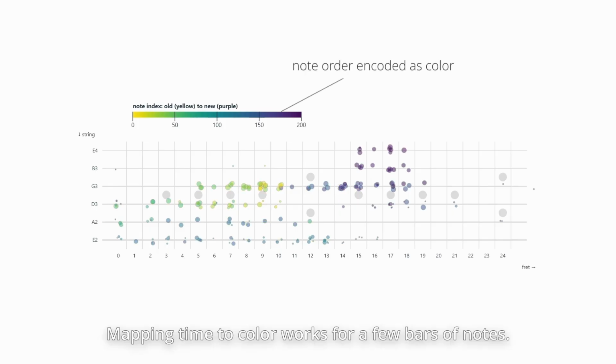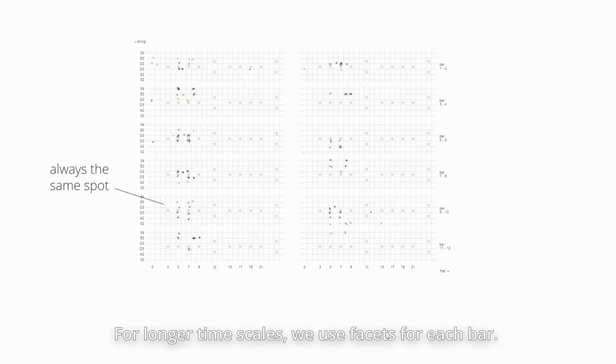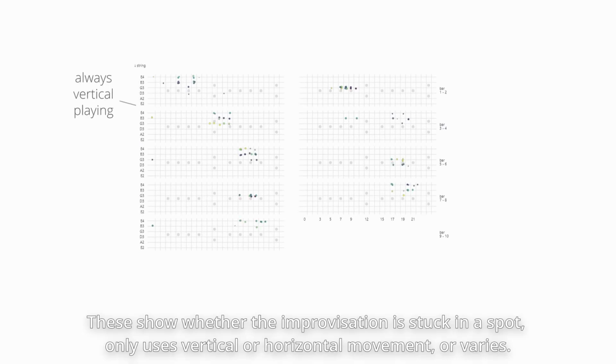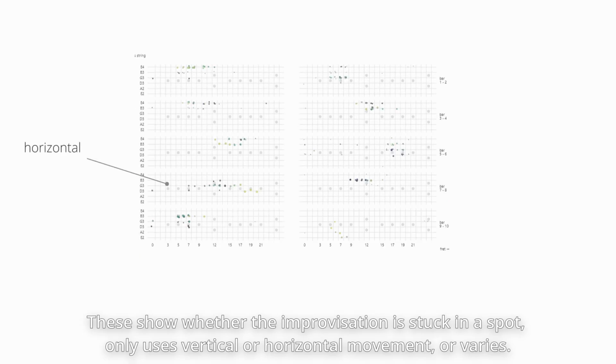Mapping time to color works for a few bars or notes. For longer timescales, we use facets for each bar. These show whether the improvisation is stuck in a spot, only uses vertical or horizontal movement, or varies.